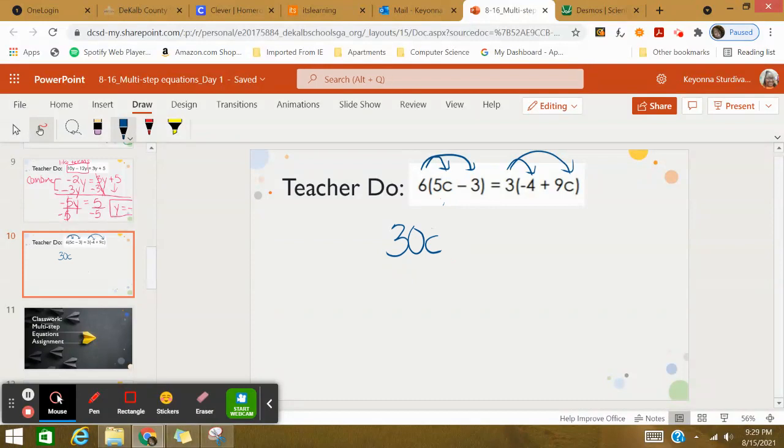Remember, the C was already there, so I'm just bringing it down. And then I'm doing 6 times a negative 3, which will give me a negative 18. And again, if you're not sure, please make sure you go type this in Desmos's calculator to double check your answers. And then I have 3 times a negative 4. This will give me a negative 12. And then finally, I have 3 times 9.